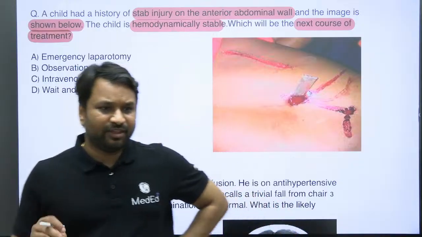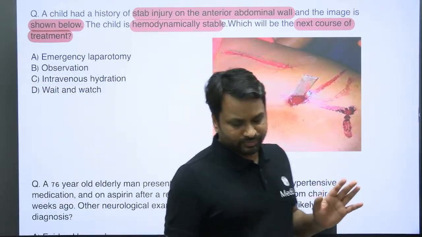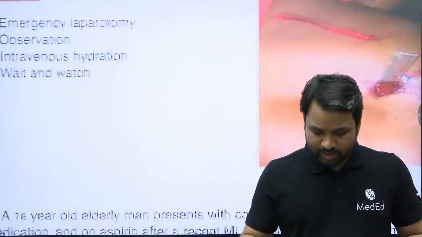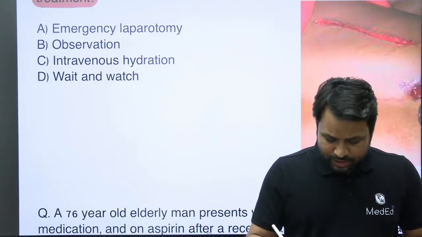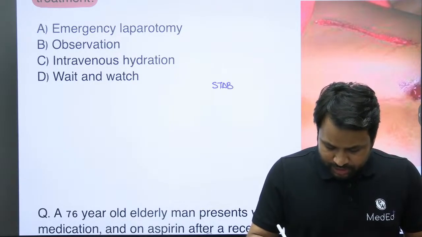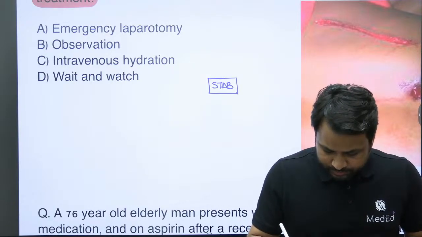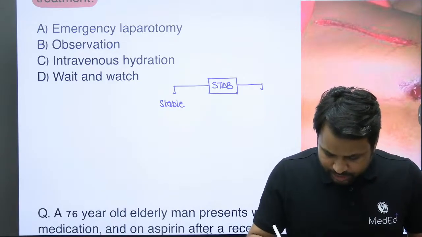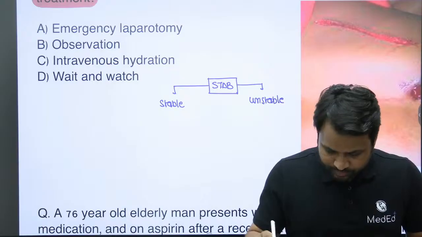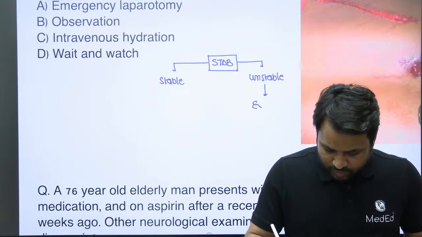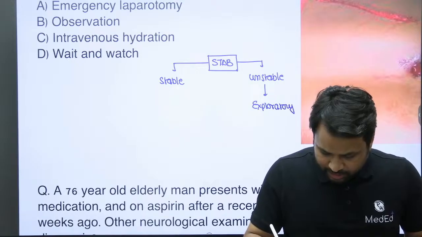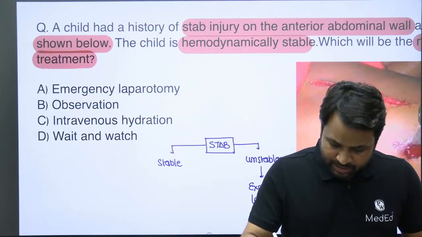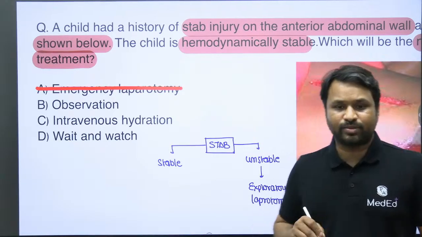stab wounds, if the patient is hemodynamically stable, if you look at the entire context of the abdominal stab injuries, any patient who has presented with an abdominal stab injury, the first thing you see is stable or unstable. If the patient is unstable, take the patient for exploratory laparotomy. Correct? Now, when you look here, patient is hemodynamically stable in our question. So the laparotomy is out of the context which has been put across here.